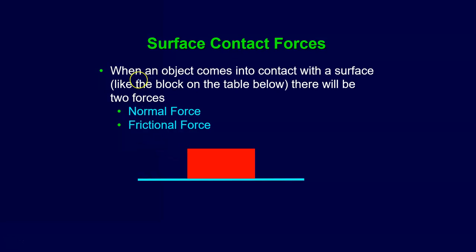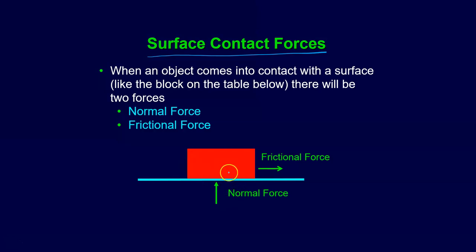Surface contact forces come up a lot. When an object comes into contact with a surface, like the block on a table below, there'll be two forces, the normal force and the frictional force. The normal force is the one pressing up between the table and the block. If we break this into a y and an x direction, the frictional force will be in the x direction, parallel to the surface. Of course, it depends on what is happening to the object. We will spend a lot of time talking about friction, but that's how we break it down.